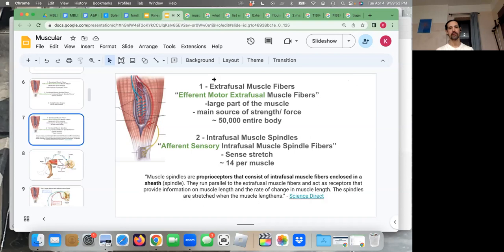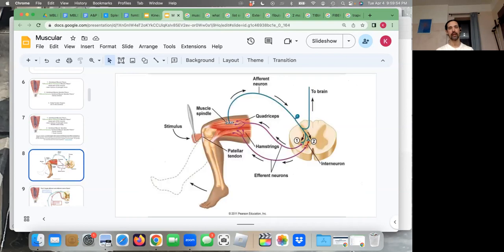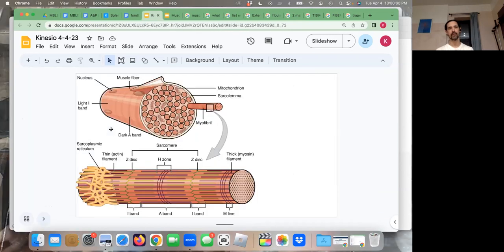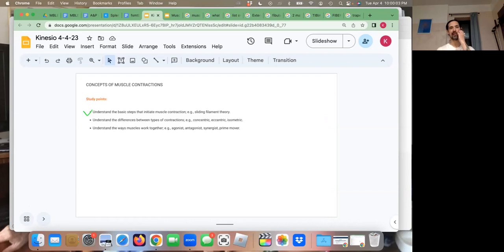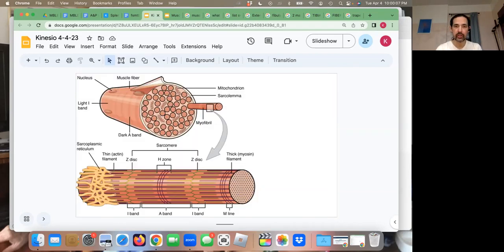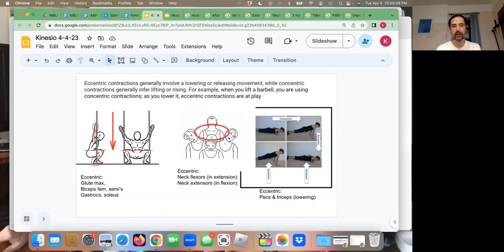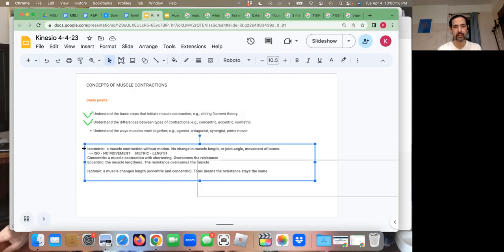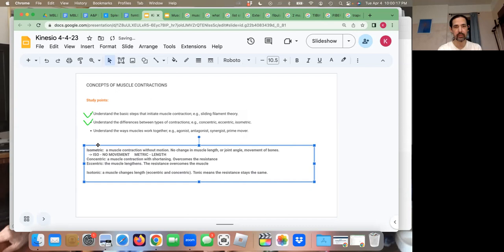Also look at the efferent and intrafusal and extrafusal muscle fibers from the muscular lecture. And then make sure that you also look at concentric, eccentric, and isometric. I should make this whole thing bigger here.